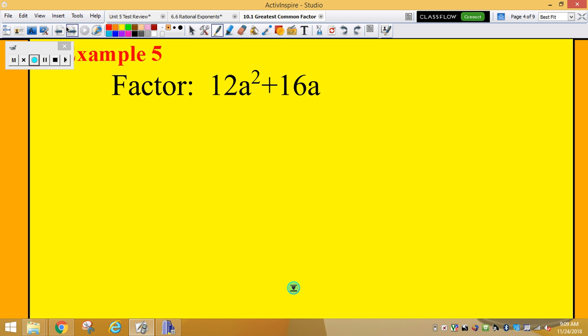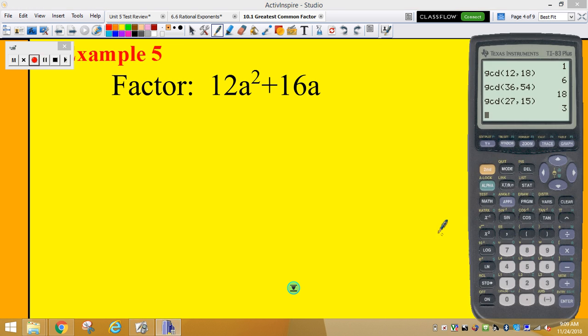Alright, now that we know how to find the GCF, we're going to learn how to factor it out. Works the same way. I'm going to find my GCF. So I'm going to go down between 12 and 16.